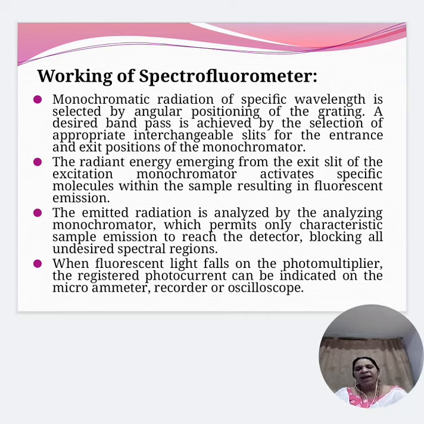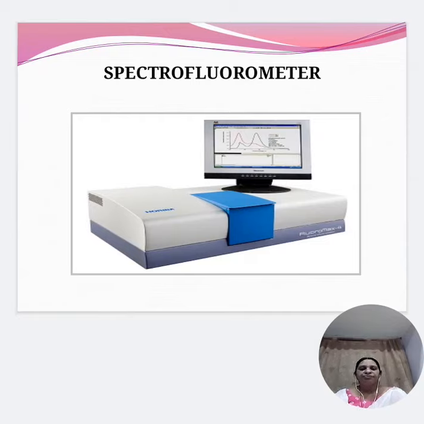When fluorescent light falls on the photomultiplier, the registered photocurrent can be indicated on a microammeter or a recorder or an oscilloscope. The photomultiplier converts the light energy into corresponding electrical energy, which can be indicated using a microammeter or a display device like a recorder or an oscilloscope. This is the working of a spectrofluorometer.